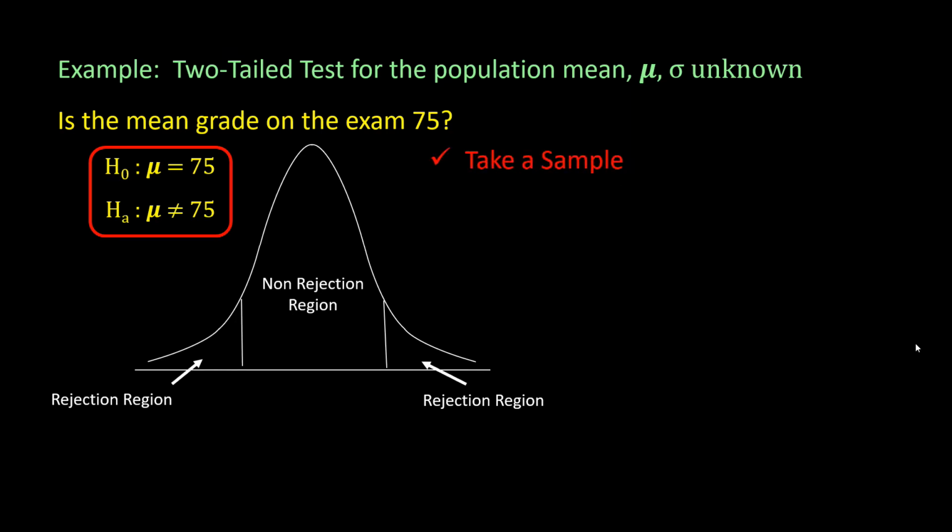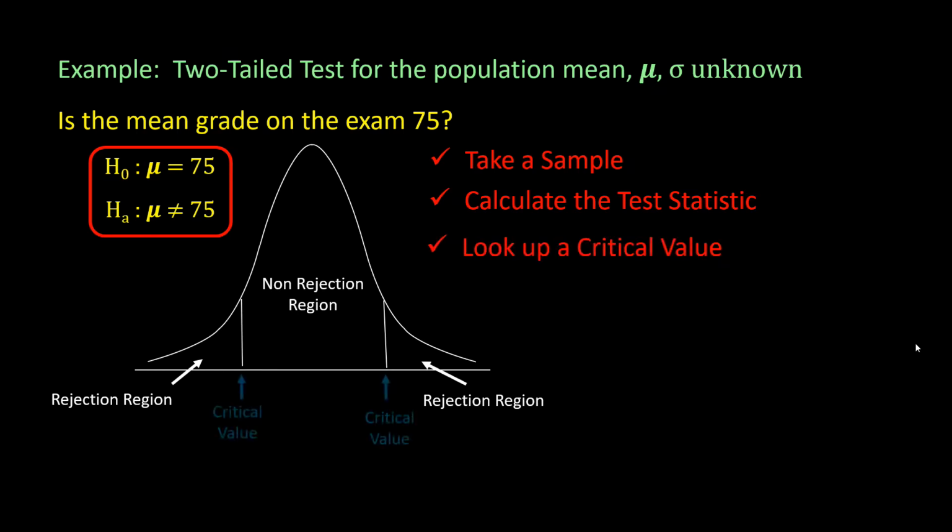So the first step in hypothesis testing is to take a sample. Then we calculate the test statistic, we look up a critical value, and we come to some sort of conclusion. You should be familiar with this technique from a previous lesson or a previous video. The critical value is a cutoff point which separates the rejection and non-rejection regions. So once we calculate the test statistic and look up the critical value, we come to a statistical conclusion: either reject the null hypothesis or do not reject the null hypothesis.